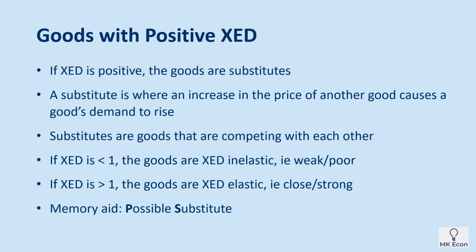And beyond the sign, if you now look at the size of the number, there's more that you can tell. So if the number is less than 1, and here it's always going to be positive, the goods are XED inelastic. That means that they're weak or poor substitutes. Whereas if XED is greater than 1, the demand for the goods is really responsive. So XED is elastic and you have close or strong substitutes. And a possible way to remember this is: positive, so possible substitute. So possible and substitute seem like similar words to me.